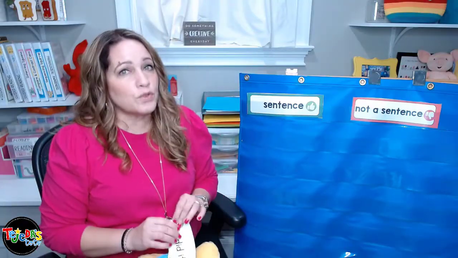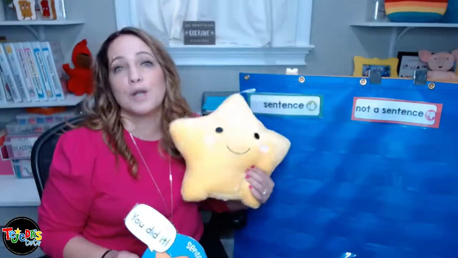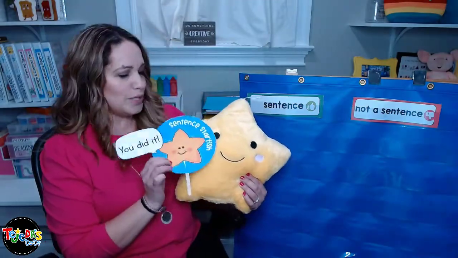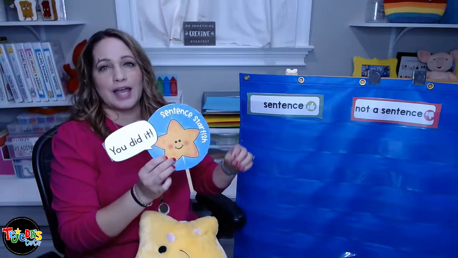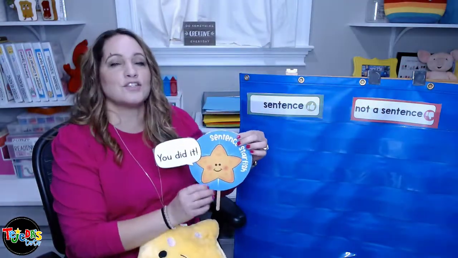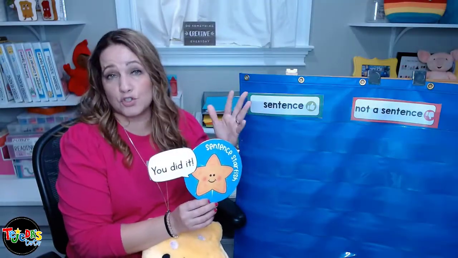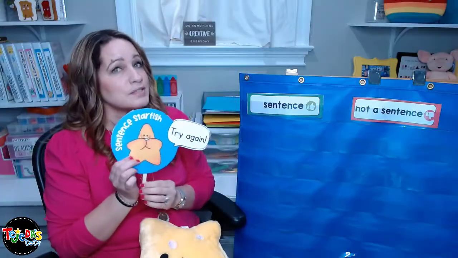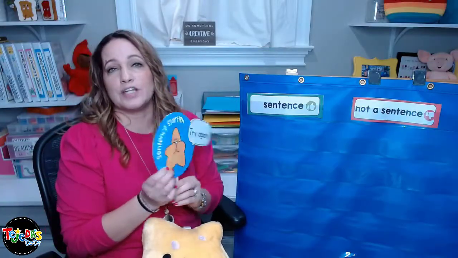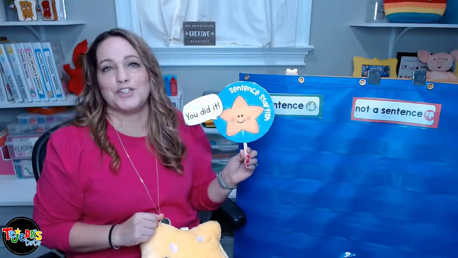Now, with all my writing units, I have a fun little character. I love to use little characters to represent important concepts, and in this one we have sentence starfish. So I have a little flipper here, and when students answer in a word, just 1 or 2 words, it's not a complete sentence, I'll show them this side to try again. And then when they try again and they get it, it says you did it.